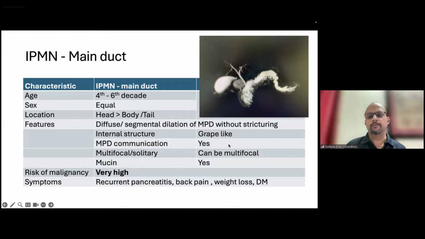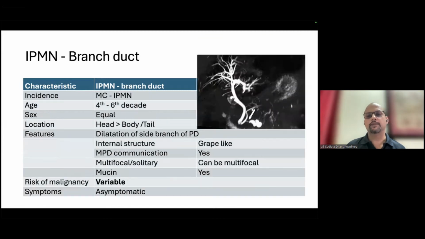The internal structure is grape-like, as we showed in the gross specimen. The main pancreatic duct communication is present in them. They can be multifocal. That means they can be in the head, and also some foci can be in the body tail region. And they have mucin. The risk of malignancy in this group is very high, and they present usually with recurrent pancreatitis, back pain, weight loss, or diabetes mellitus.